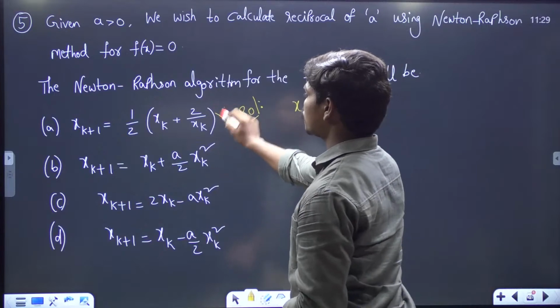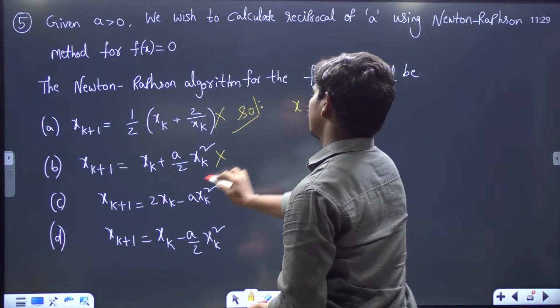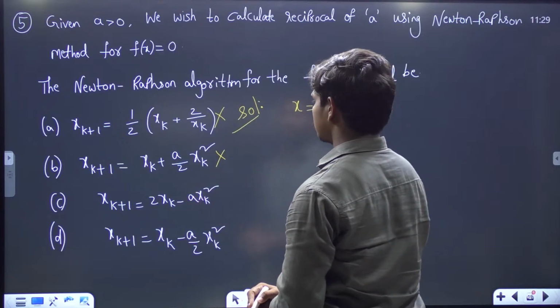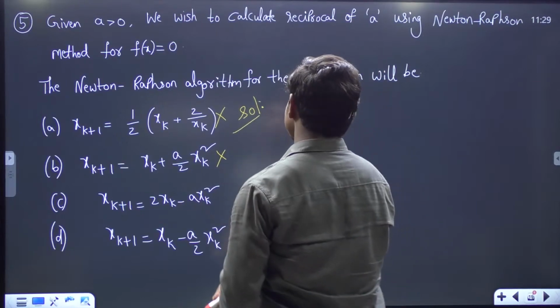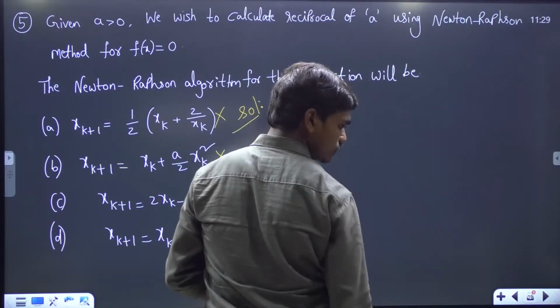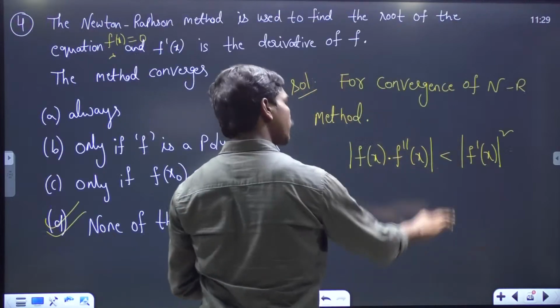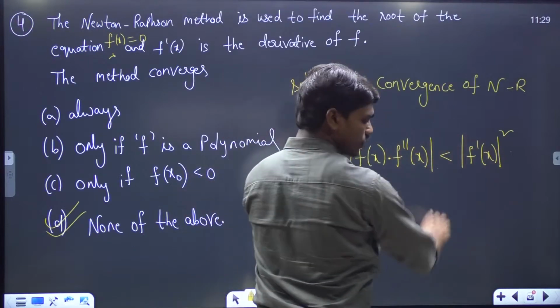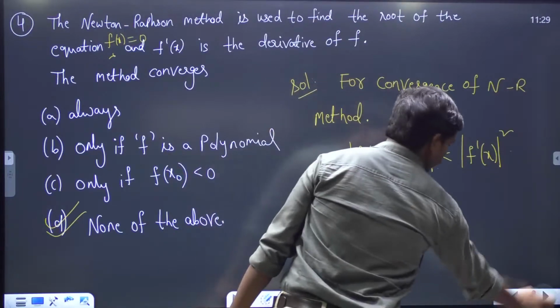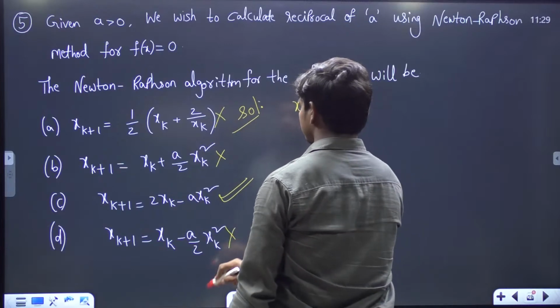This is for square root of 2, so this is not the answer. This is for 2 by A, this is also not the answer. I think C is the answer. Correct? The Newton-Raphson method converges always if this function satisfies this condition, which is not given here, and of course this doesn't give you the answer.